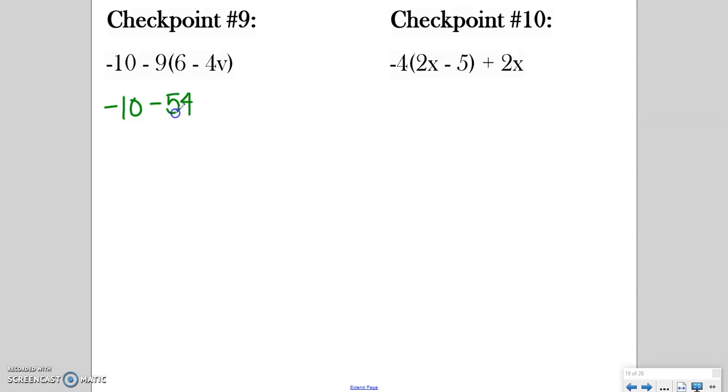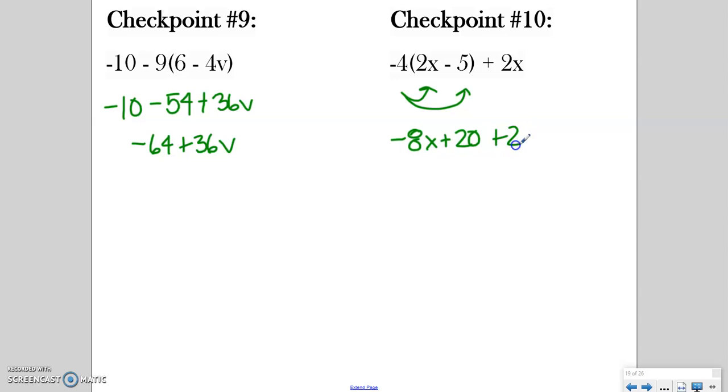The negative 54, and then positive 36v. Combine these two, that would be 64, 36v. Combine these, that's negative 8x, negative 20, positive 20, and this is 2x. Combine these two, that's negative 6x plus 20.